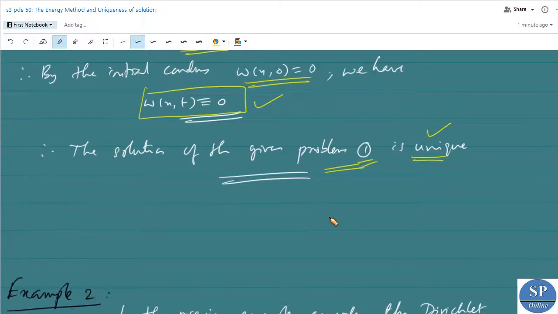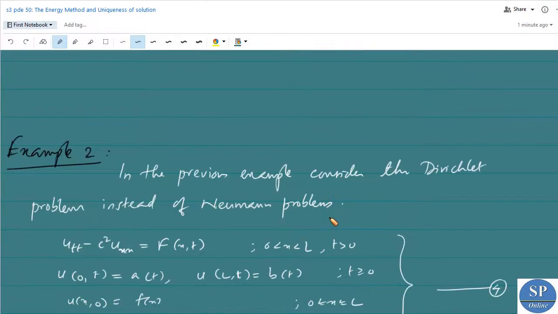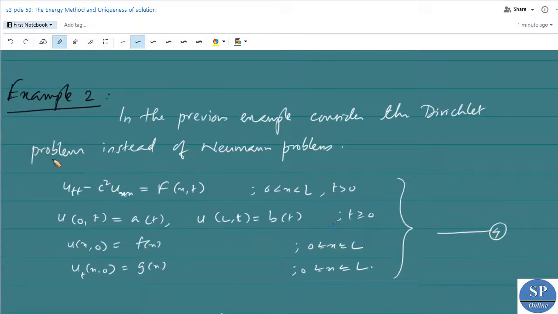Now, next, example 2. In the previous problem, consider the Dirichlet problem instead of the Neumann problem. In the previous problem the boundary conditions were Neumann conditions, that is u_x(0,t) equal to a(t) and u_x(L,t) equal to b(t). In this problem, we just replace the Neumann boundary conditions with the Dirichlet boundary conditions, that is u(0,t) equal to a(t) and u(L,t) equal to b(t). The other parts are the same.